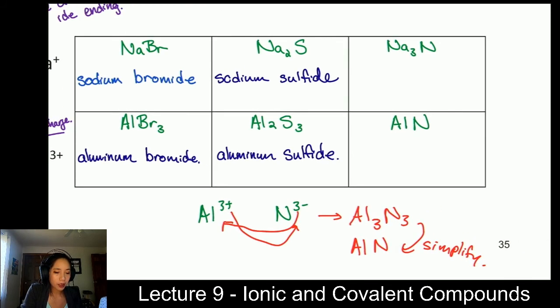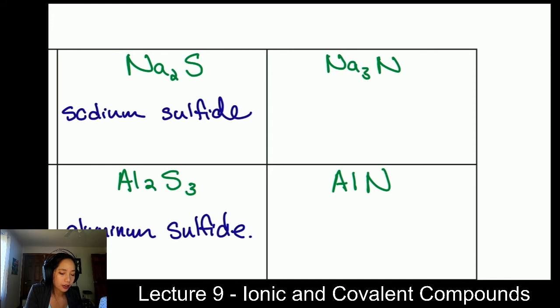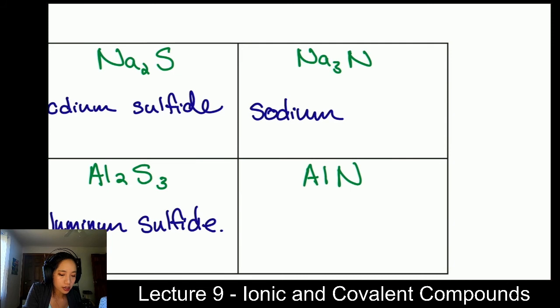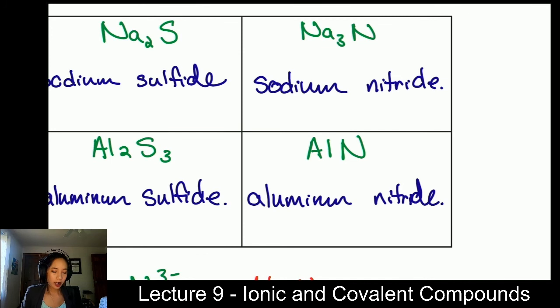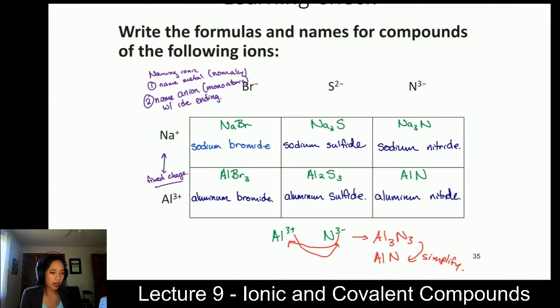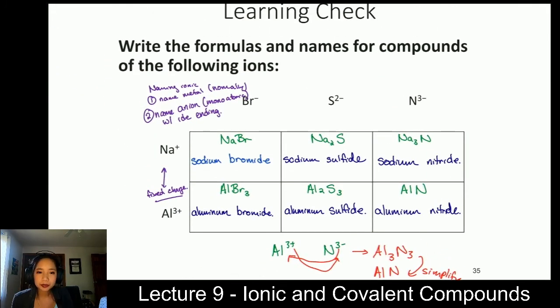Okay, so naming. Hopefully you see the pattern here now. Sodium is our cation. We name that first, so it's sodium. And our anion is nitrogen, but we add our "ide" ending for anions, so this is sodium nitride. And then our aluminum species is aluminum nitride. Okay, so we finished that whole table. So let's do some more.